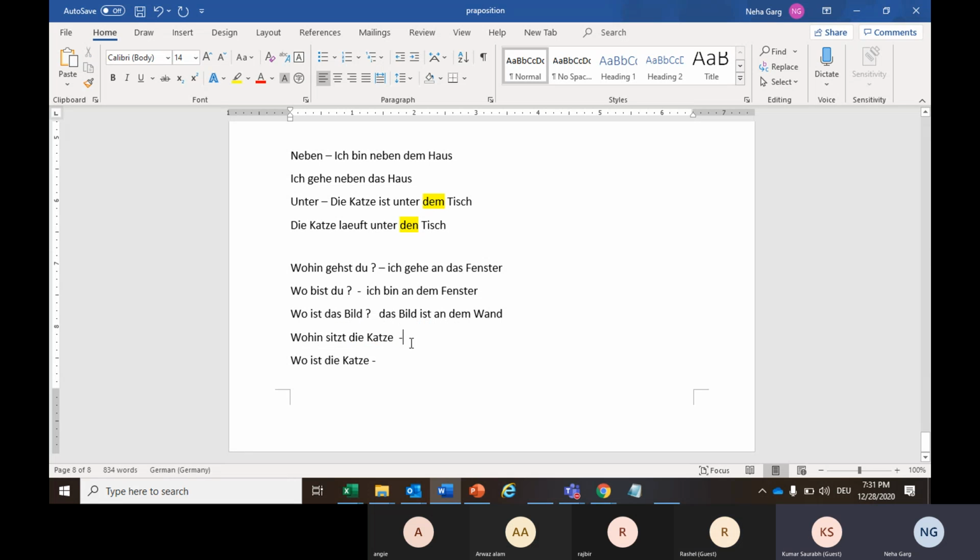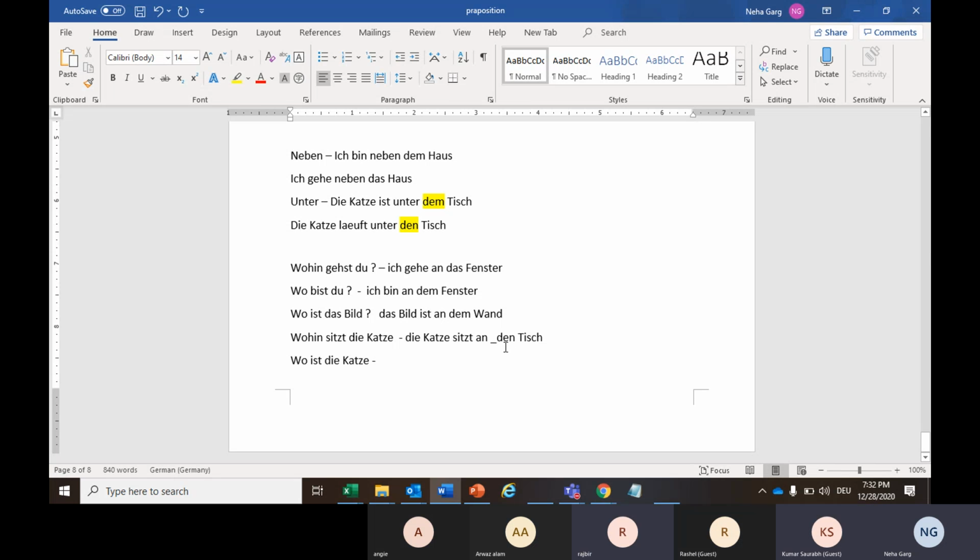Now let's say the cat is sitting on the table. So wohin sitzt die Katze? Here I would be saying die Katze sitzt auf, blank. Can somebody tell me the answer here? If somebody knows the article of Tisch, what should be the answer in this blank? Den. It will be den, because this is accusative.